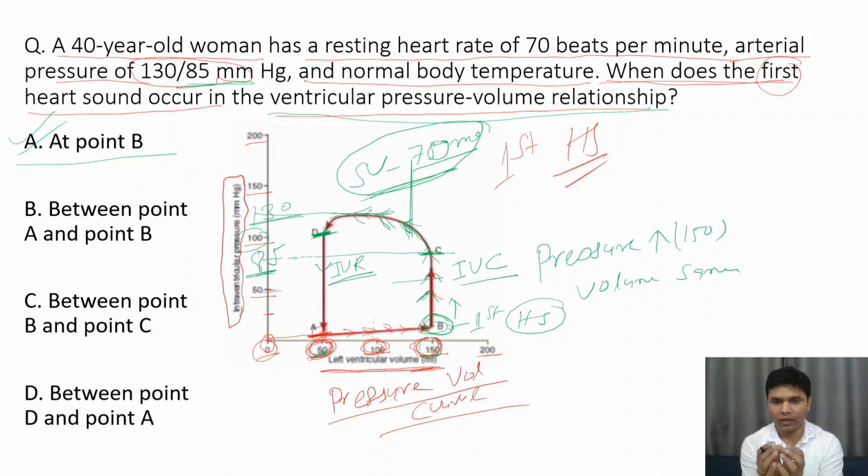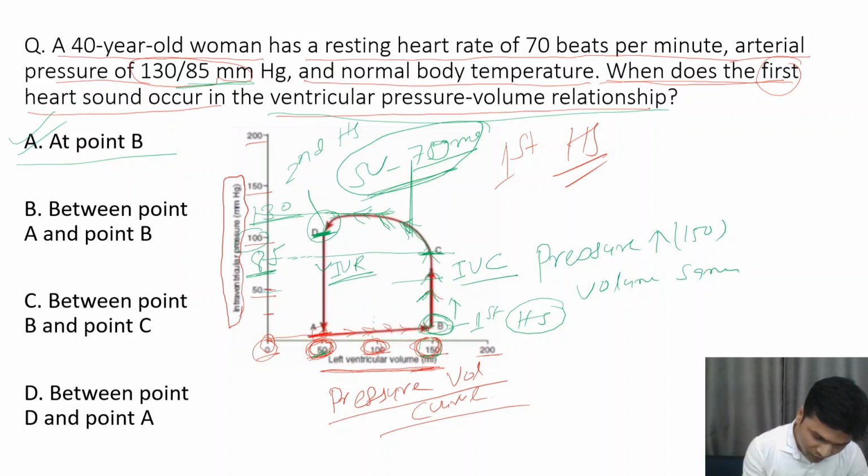When the ventricle starts relaxing, blood will try to flow back from the aorta to the ventricle, and at that point of time there will be the appearance of the second heart sound because of the closure of the aortic valve. So the second heart sound will appear at this point of time. Just remember that point D is the second heart sound. After that there will be no change in the volume, because the ventricle is going to relax, pressure will decrease, but the volume will be the same.